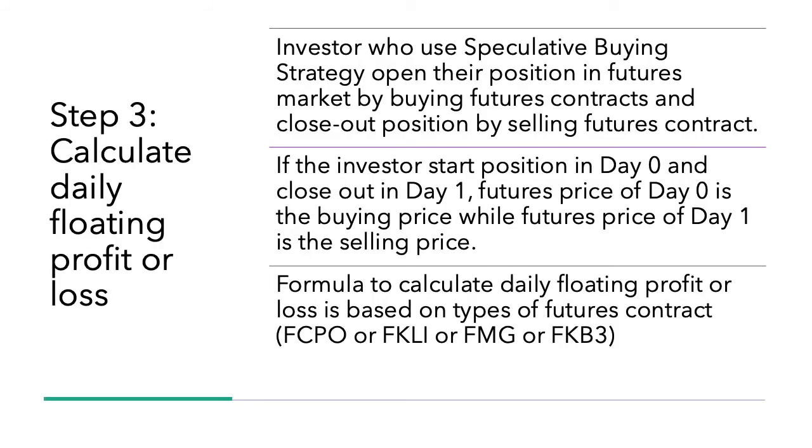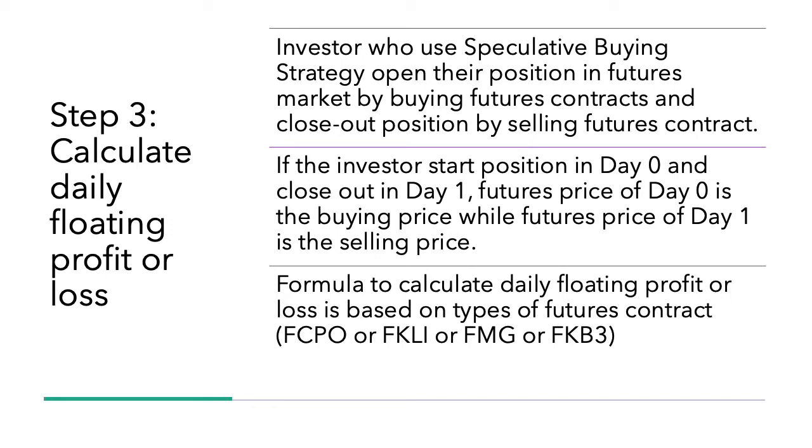So to calculate floating profit and loss for day 1, your buying price is the previous day price when you open your position, which is at 2560, which is price day 0. And your selling price is the price in day 1, which is 2368.